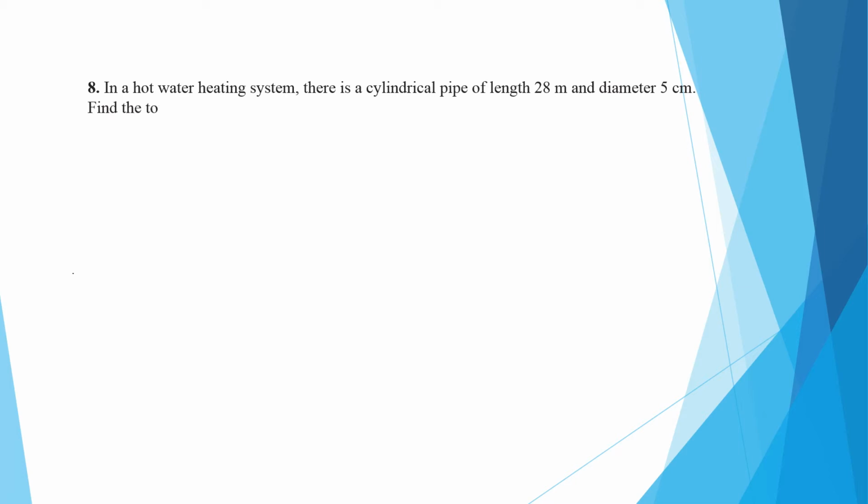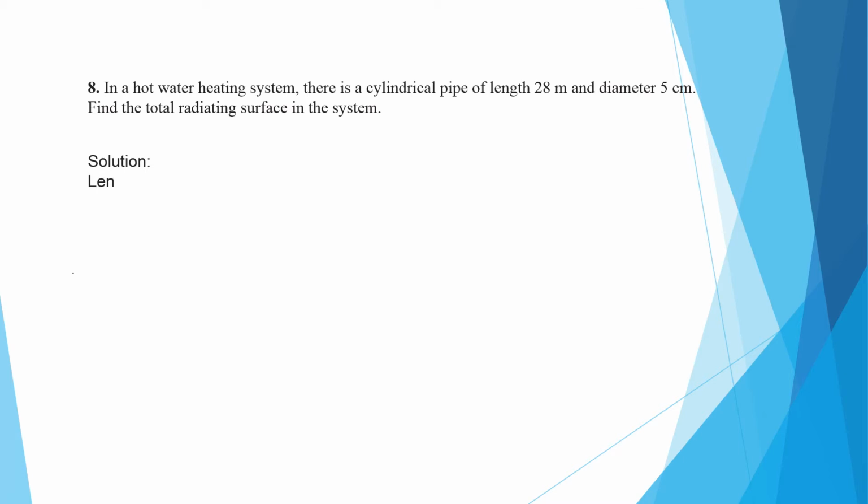Now you can see the next question, that is question number 8. There is a hot water heating system. In that heating system there is a cylindrical pipe whose length is 28 meter and the diameter is 5 centimeter. See, two different units are there. We need to make one common unit. Find the total radiating surface in the system.